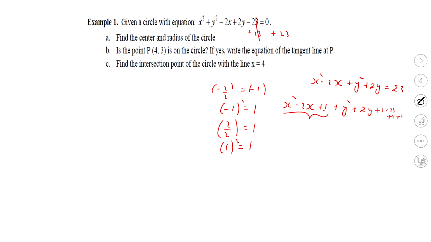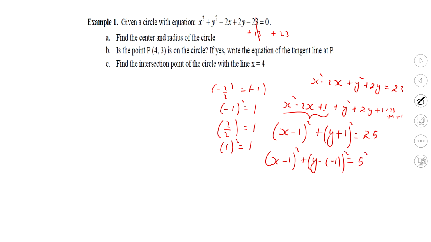If we use the standard form of equation of a circle, this becomes x minus 1 the whole square plus y plus 1 the whole square. Then let me simplify the number on the other side. 23 plus 1 plus 1 gives you 25. So again, we may rewrite this as x minus 1 the whole square plus y minus of minus 1 the whole square equals 5 squared. So the center of the circle becomes positive 1 and negative 1. This is the center. And the radius of the circle becomes positive 5.